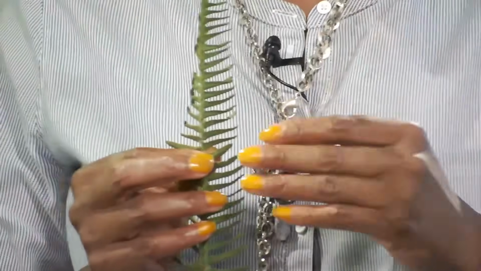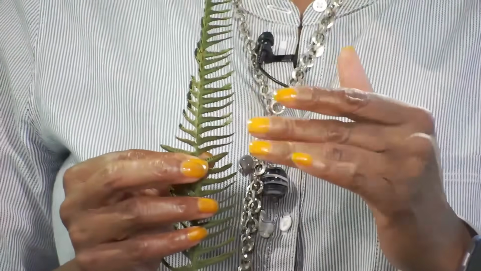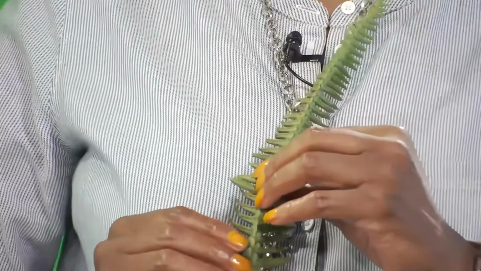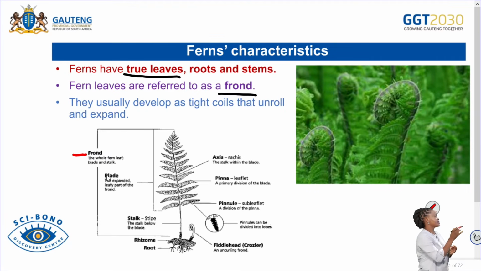So the leaves of the ferns, we said that they are referred to as what? As the frond. So it is said that the whole leaf with the blade and the stalk is called what? The frond. So this is our frond. This is the leaf. So this is an example of what? Of a leaf of the fern.